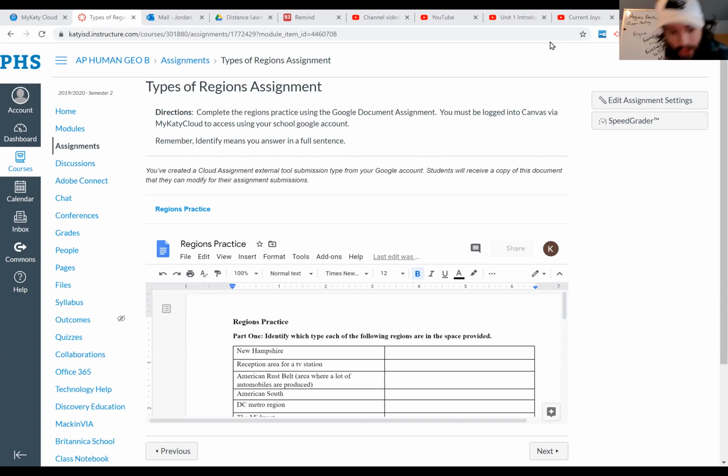American Rust Belt, area where a lot of automobiles are produced. You guys should know about this now after our development unit. What would be the American Rust Belt? Would that be perceptual, functional, or formal? All right. Caleb saying perceptual. All right. Anybody else?